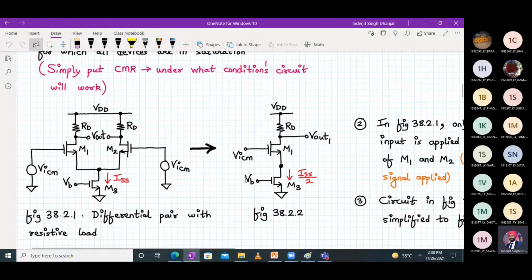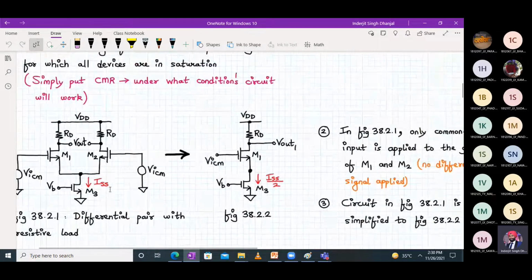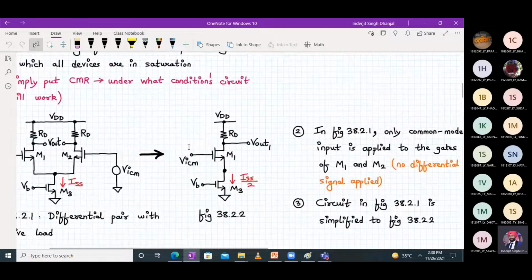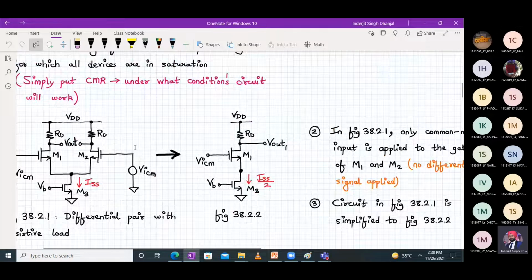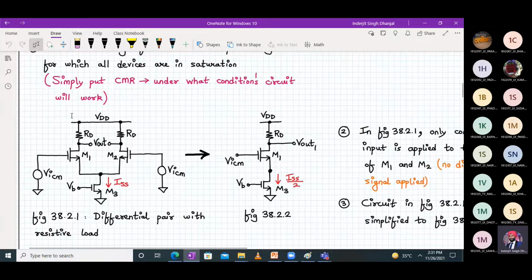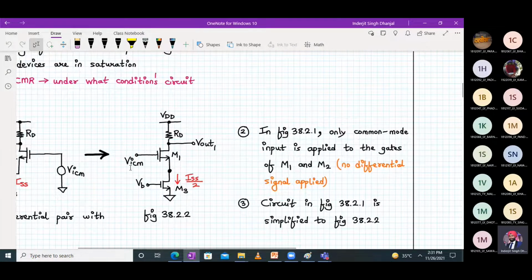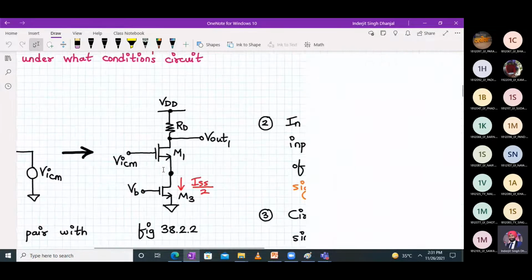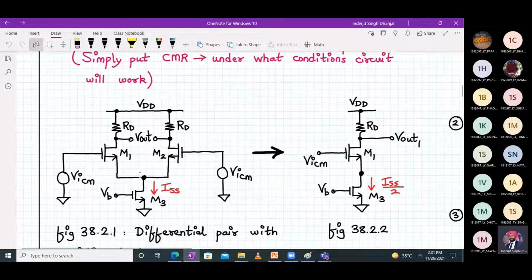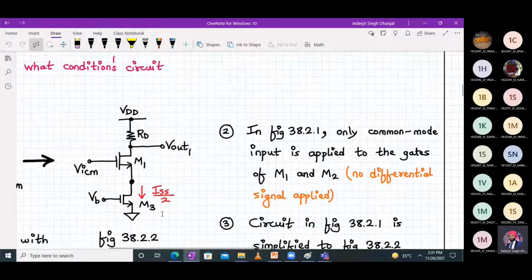So whenever we have only a common mode input applied, your M1 and M2 transistors might be drawn as a composite transistor, correct? Here we have drawn not a composite transistor; we can draw one half of the circuit. It's a symmetric network, right? So we have drawn one half of the circuit, and it looks something like this. The input common mode voltage is VICM. In one half of the circuit, the current will be ISS by 2. So here M3 carries ISS by 2 current.